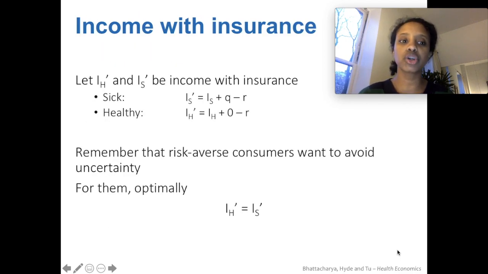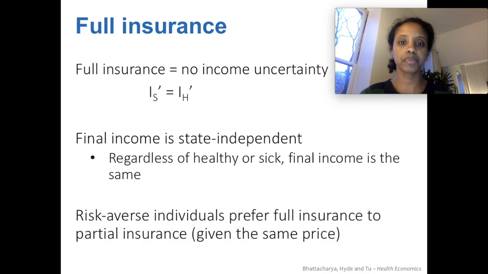So income with insurance, we're going to note as I sub H prime and I sub S prime. So the prime is what notes having insurance. Ideally, for the risk-averse consumer, you want to avoid the uncertain possibility of losing that money when you're sick. So optimally for the risk-averse consumer, insured income when healthy equals insured income while sick. So with full insurance, there is no income uncertainty. The risk-averse consumer would prefer full insurance, where your final income is state independent, meaning independent of whether you're in the healthy state or the sick state.